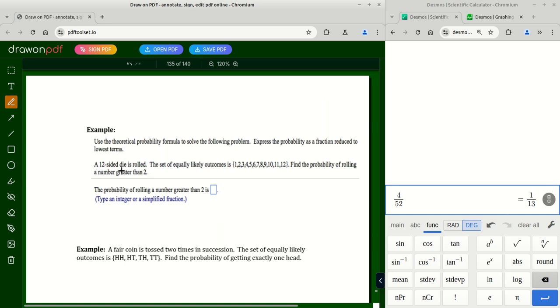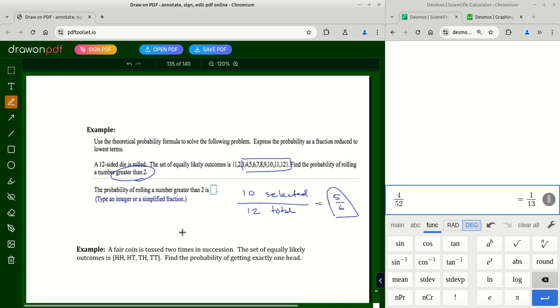So we have a 12-sided dice, basically 1 through 12, and it says what's the probability of greater than 2? So that's 3, 4, 5, 6, 7, 8, 9, 10, 11, 12. So how many do I have selected? 10. How many total? 12. You reduce that down, I think it's 5 out of 6.